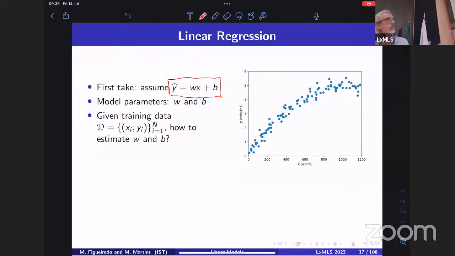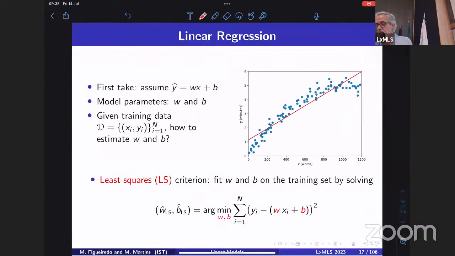Now you're given training data, a bunch of examples, those blue points. On the horizontal axis you have the length in words of the articles, and on the vertical axis the minutes spent reading the article. We see there's a tendency that if it gets too long, people lose patience and probably abandon the article or speed up when reading, so it doesn't seem to grow linearly. The classical choice for this is least squares.